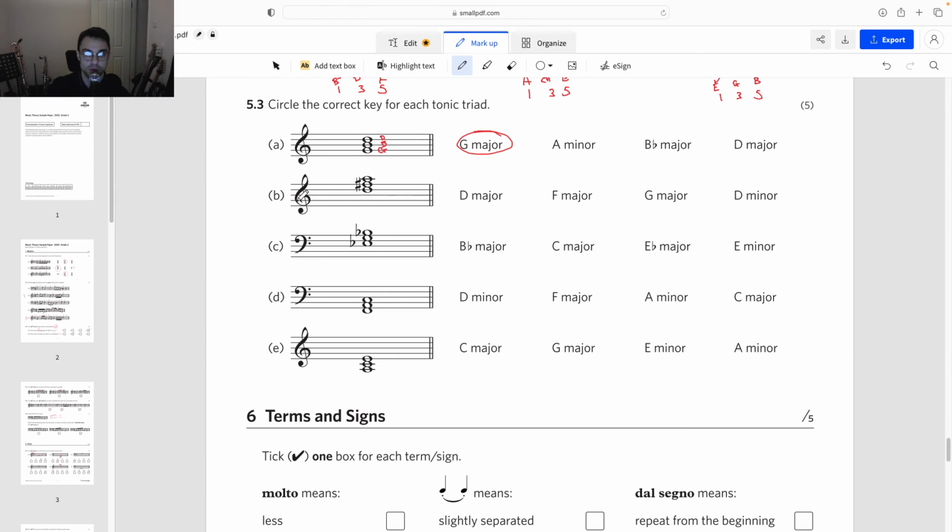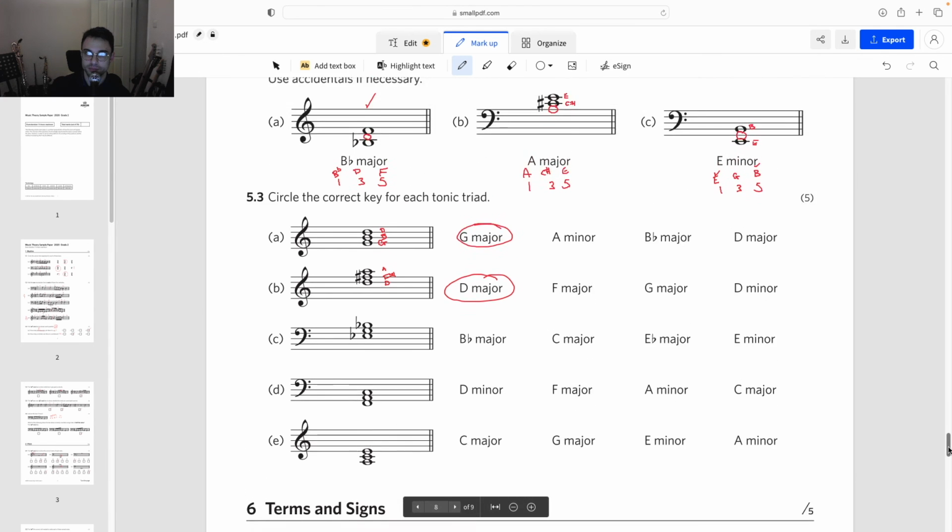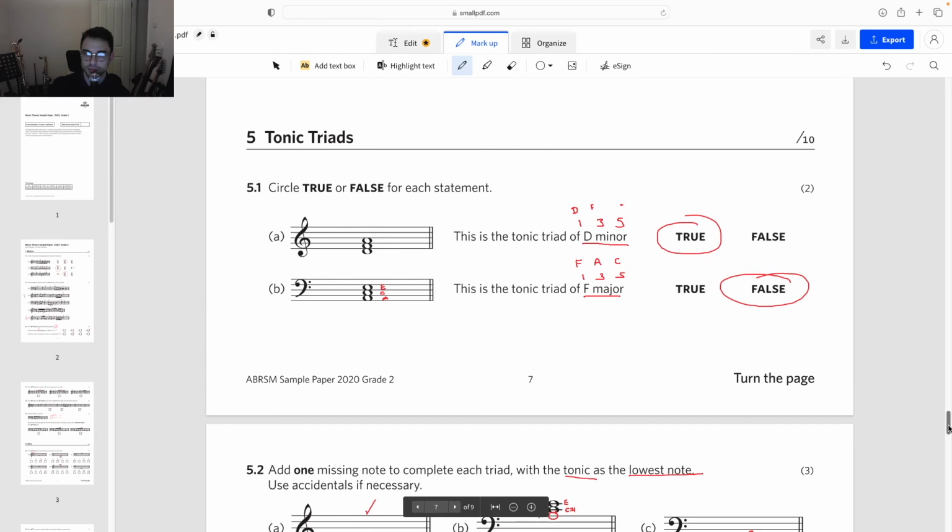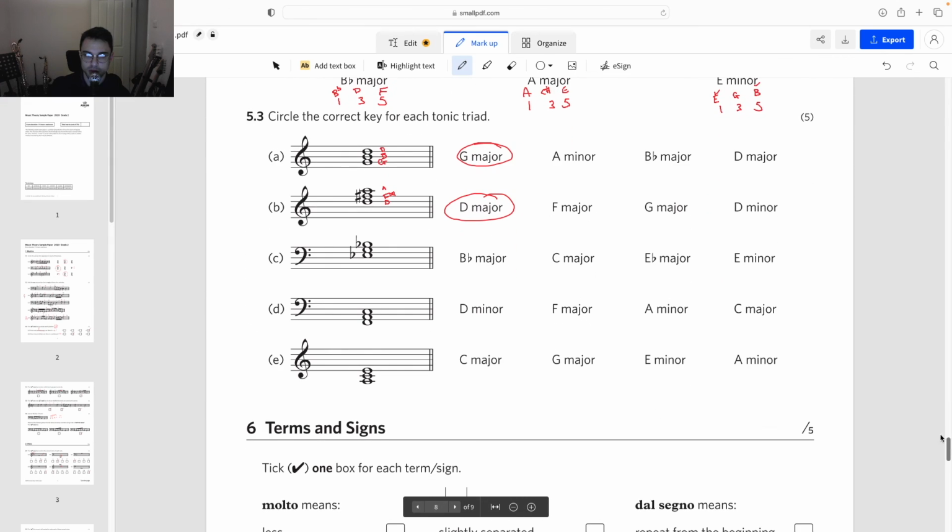Question B. We're in the treble clef. D, F sharp, and A. That's a D major triad. I think we wrote one up here somewhere. We wrote D minor, but we did talk about D major. Let's keep going. Question C. Is this a B flat major, a C major, an E flat major, or an E minor?